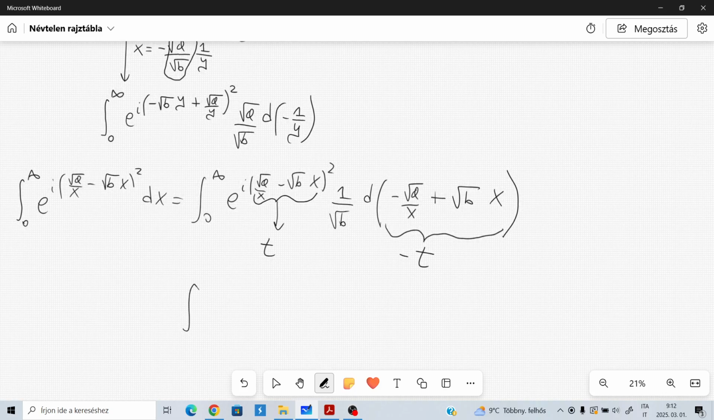So we have an integral from infinity to, when x goes to infinity, this term goes to 0, whereas this term here goes to minus infinity due to this minus. So we have an integral from infinity to minus infinity. Remember that we have this minus sign, so I can factor out the minus sign. I can also factor out this 1 over the square root of b, and then I will be left with e to the I t squared, and then I have dt.